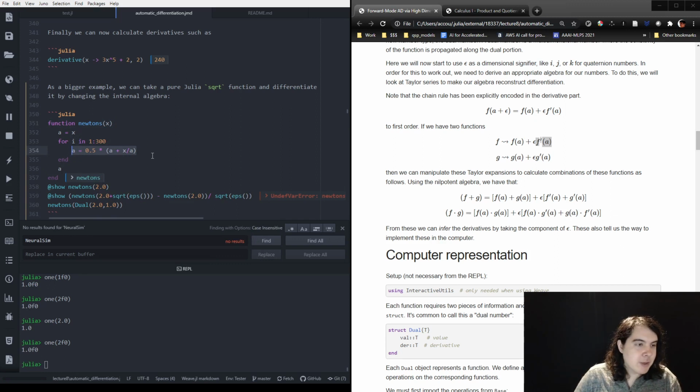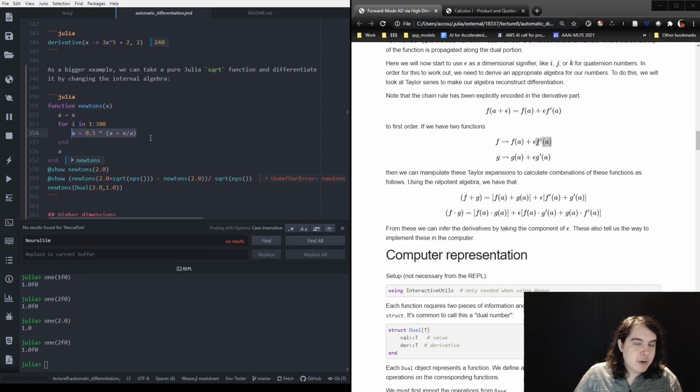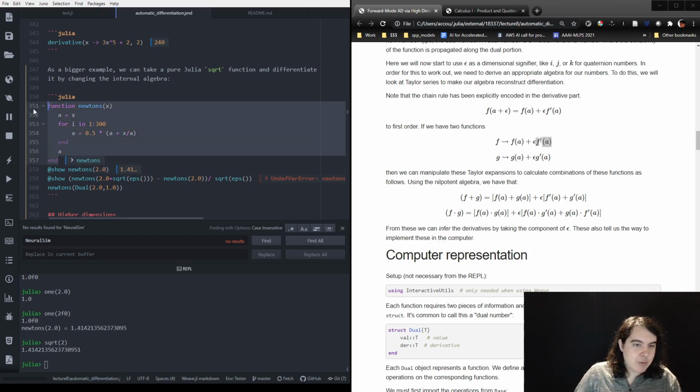If you look at Wikipedia, you'll see this is one of the definitions of the square root. It's the limit as i goes to infinity of doing this repeated process. And so what is the square root of 2.0? It is 1.1, right? So this is just the square root of 2. This is a very nice way to calculate the square root of 2, but it is only using multiply, plus, and divide. And so it is compatible with our dual numbers, right?